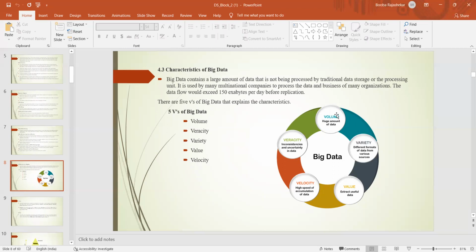Volume means big data contains a huge amount of data. Next, veracity is the inconsistency and uncertainty in the data. Velocity is the high speed of accumulation of data. Value is extracting the useful data, which is valuable. Variety is the different formats of data from various sources. So these are the main categories, the characteristics of big data.